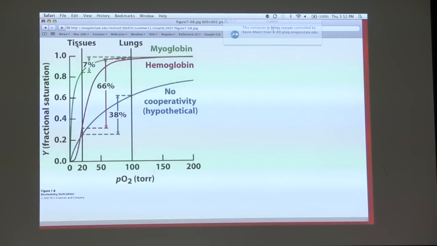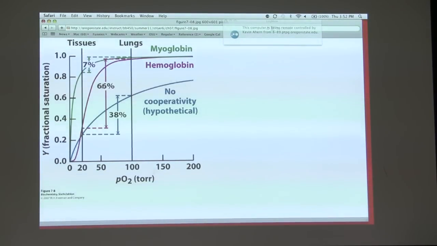Okay, so let's dive back into it here. Now, this figure shows us, with some colors and some lines, a little bit more about what was there. We don't need to worry for the moment about the no cooperativity hypothetical, because I'm going to explain what cooperativity is in a minute.